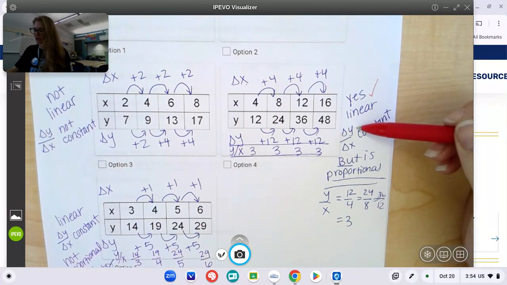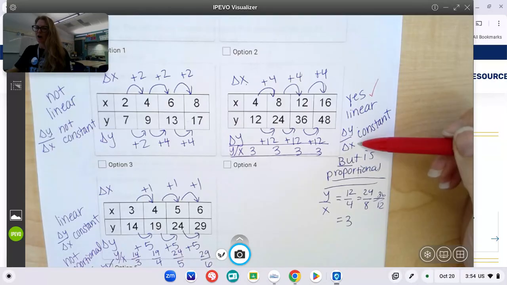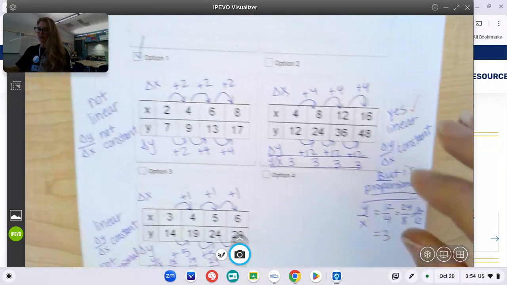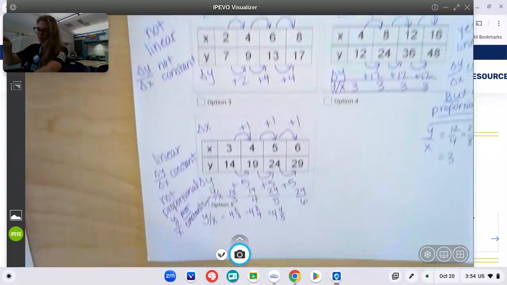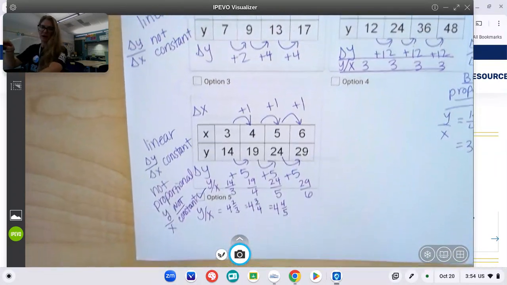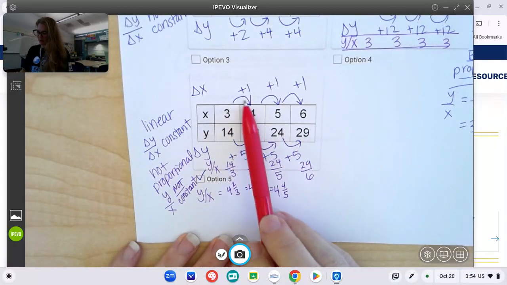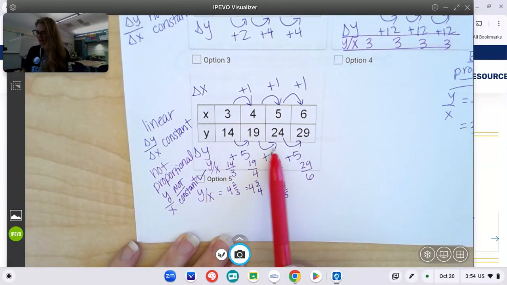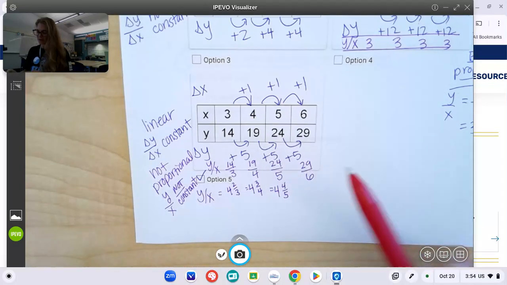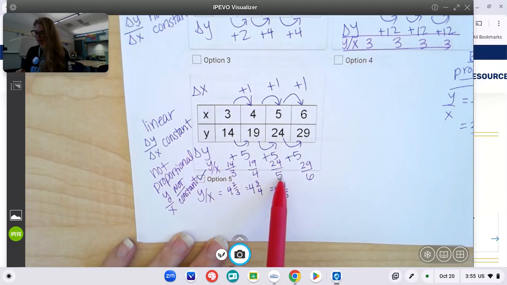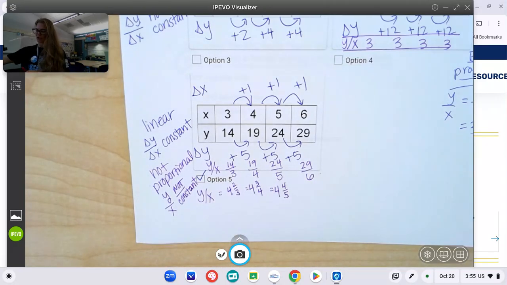Linear, we're looking at the change in y over change in x. Not proportional, that y over x ratio is not going to be equal. And then when we get to our final option, option 5, our change in y over change in x is constant. Our x is changing by 1, while our y is changing by 5. So our slope is 5 for this equation. It is not proportional because your y over x ratio is changing.